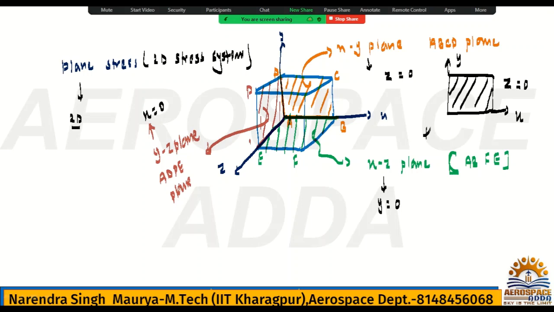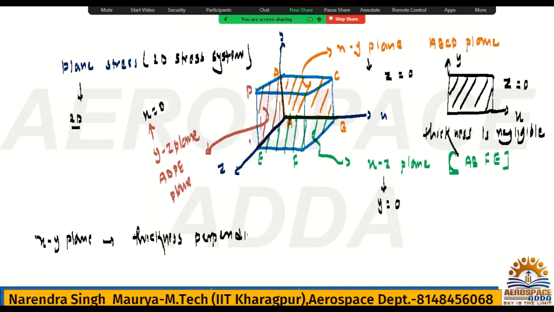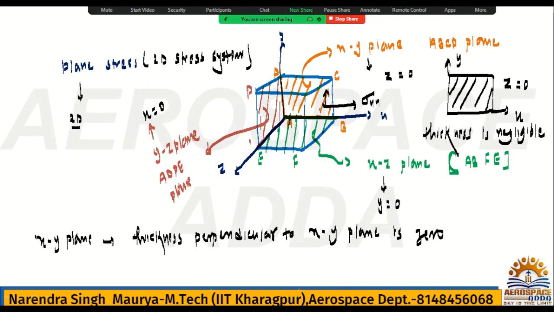So what does it mean? It means the thickness is negligible, or you can say 0, perpendicular to the XY plane. That's the meaning of the XY plane, right? So in the same way I had explained the stress system for the 3D. If you want to show the stress system for this XY plane, this will be sigma xx in this direction, which is the y direction.